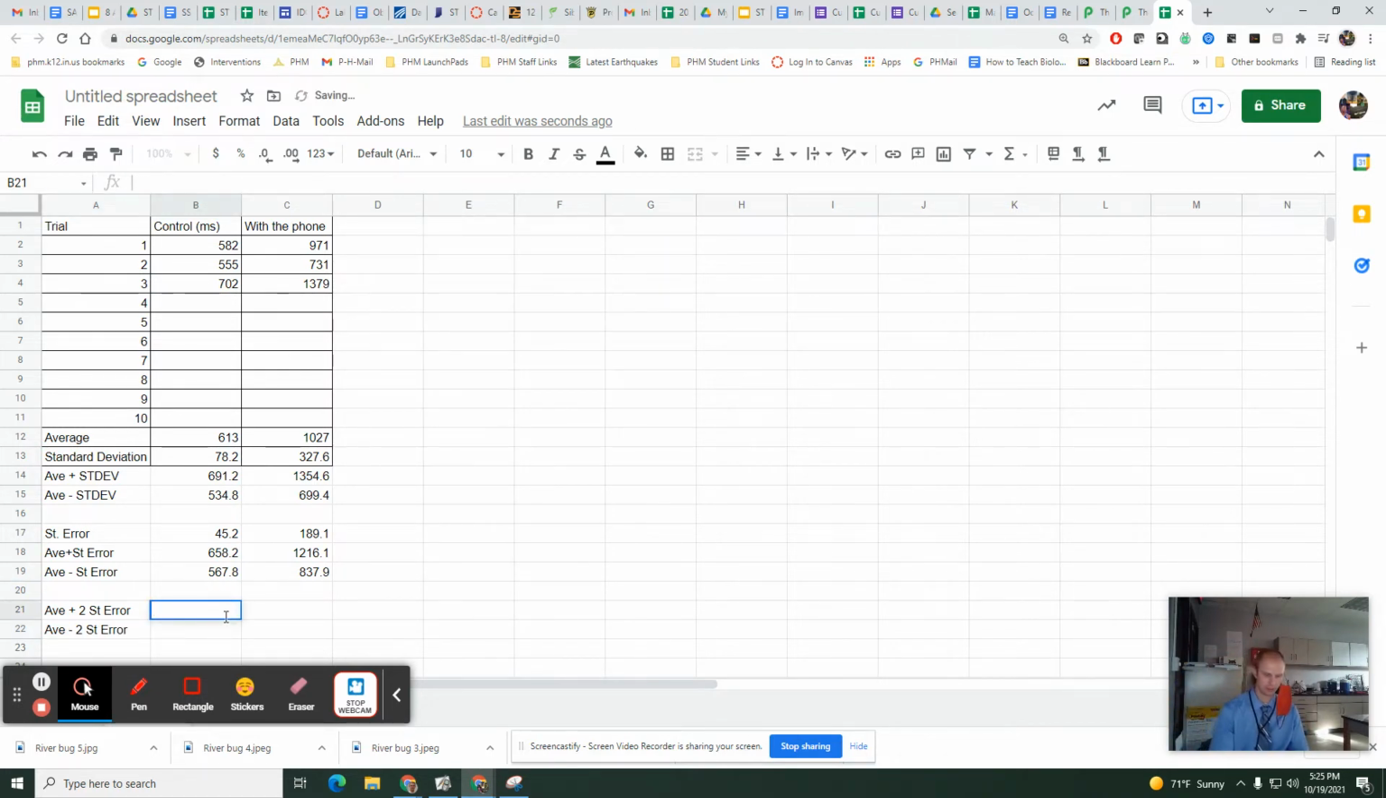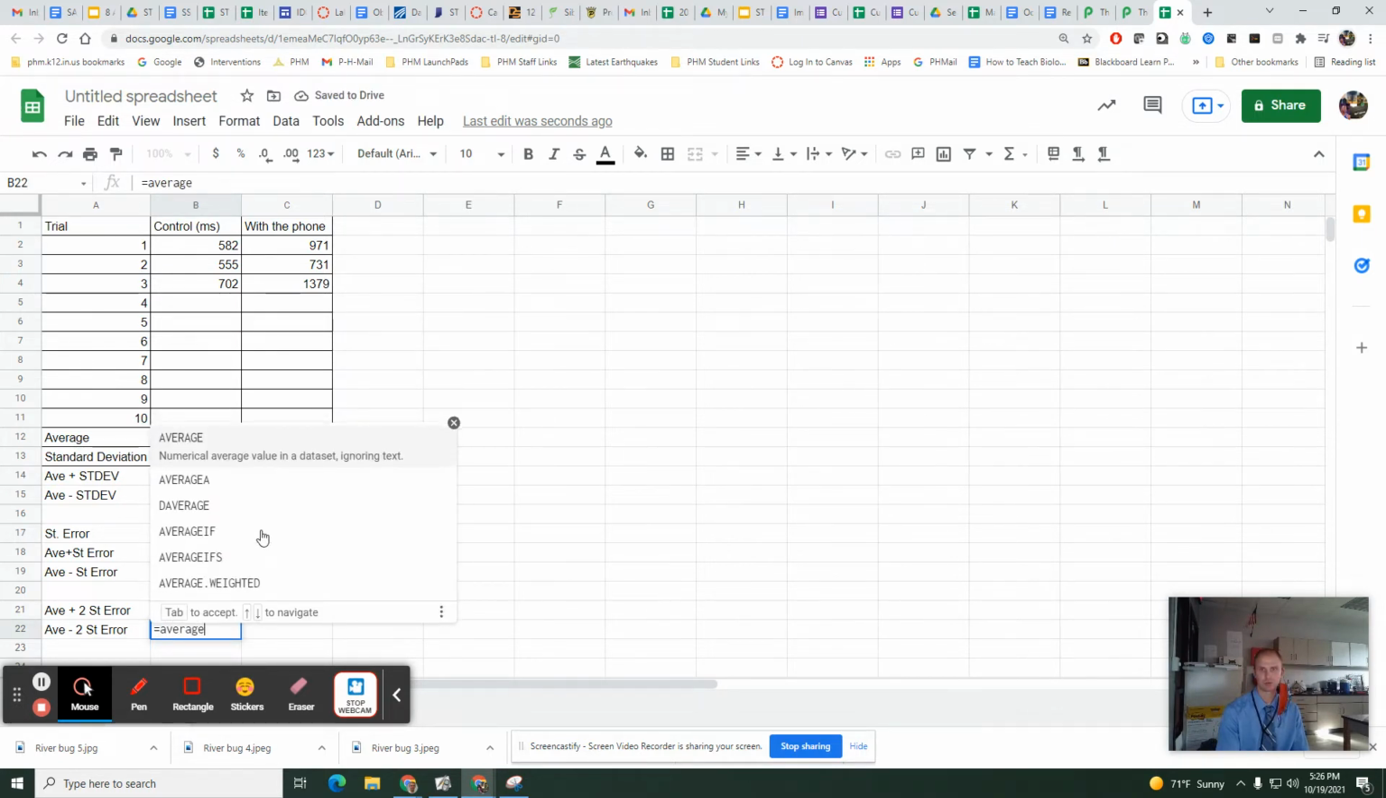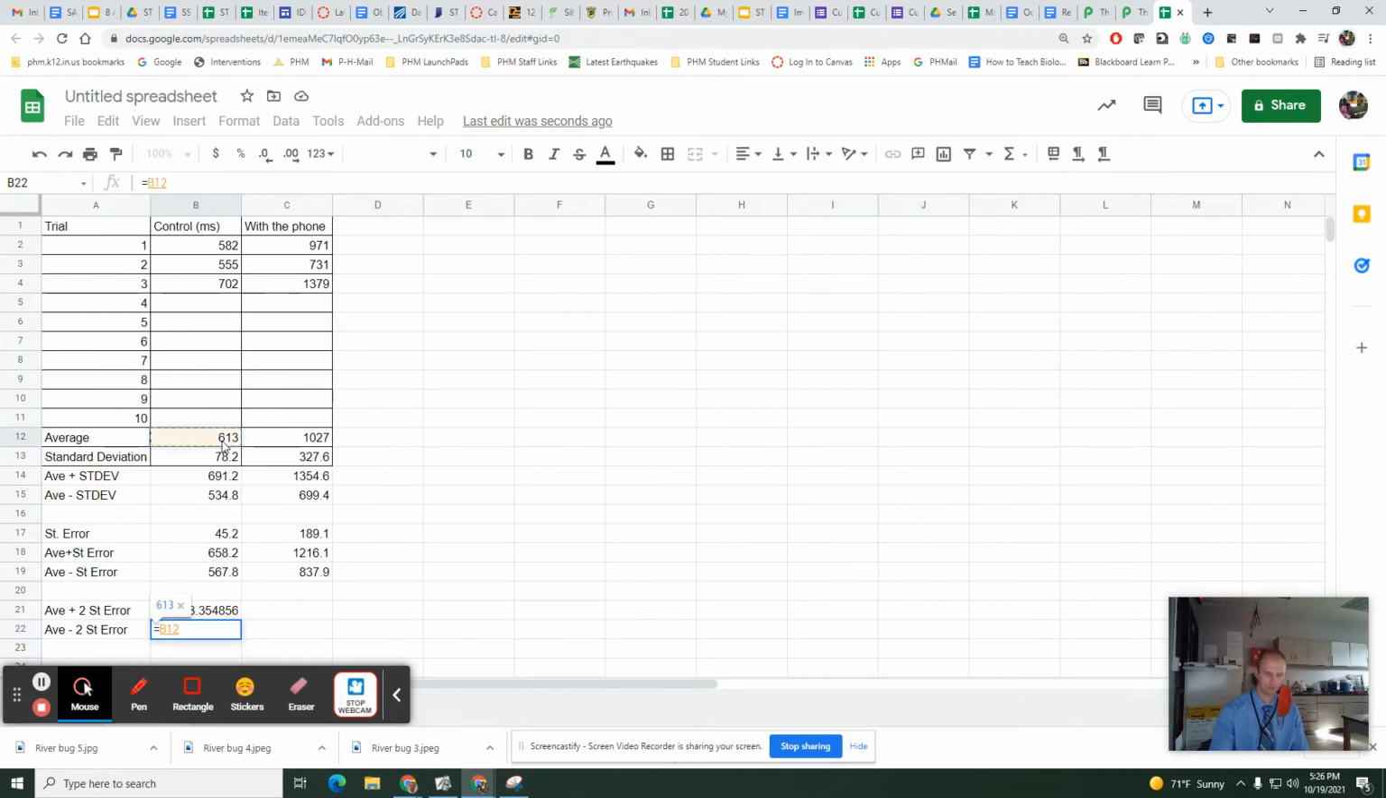So you go here and I go equals average plus 2 times the standard error, equals average minus 2 times the standard error. Okay. And same thing over here. See if I can just get away with dragging that over, see if that works. 2 times. I think it did. Now, when I look at this, I see that this one goes down to 648 and this one goes up to 703.